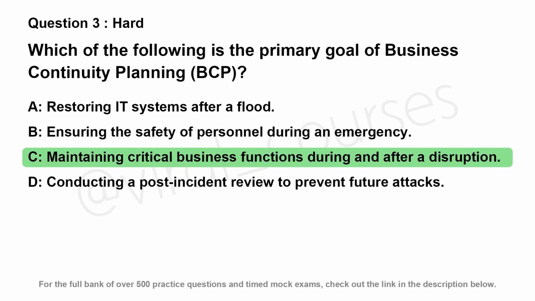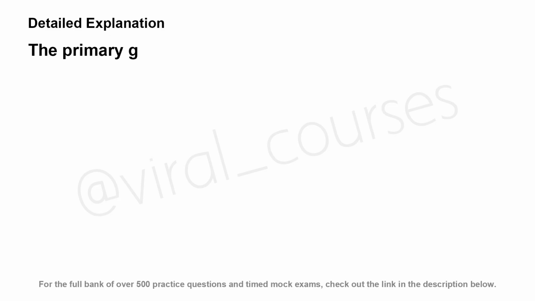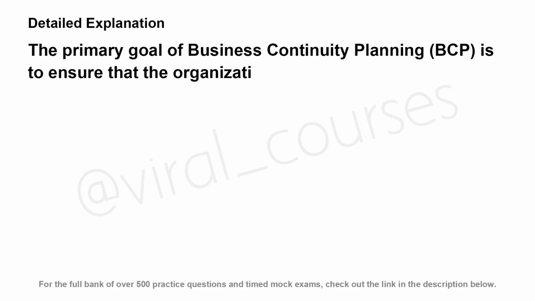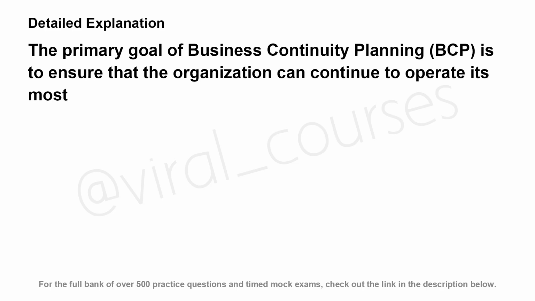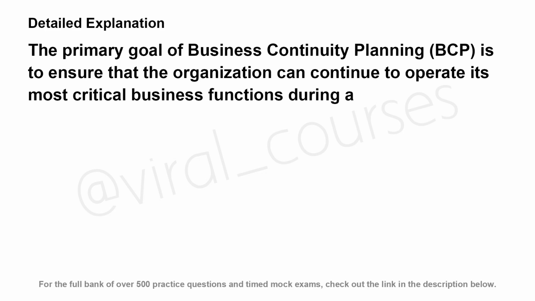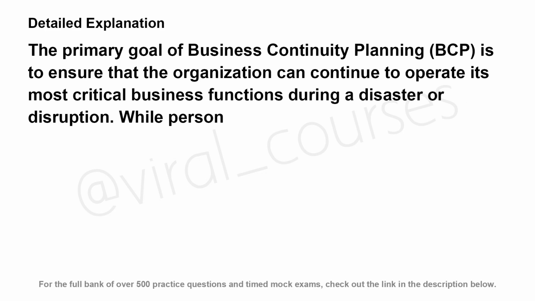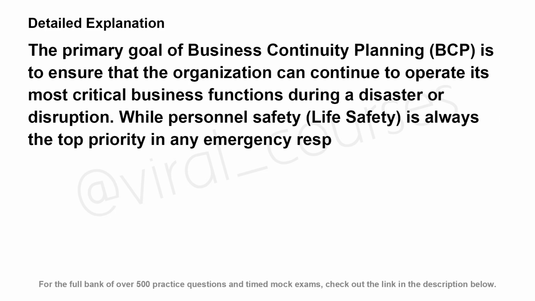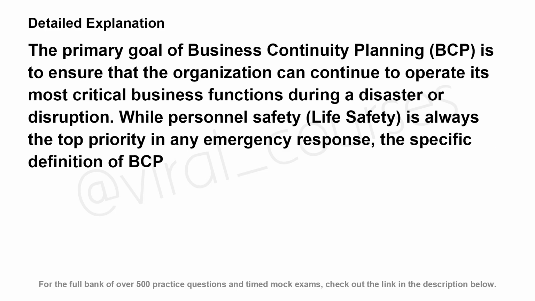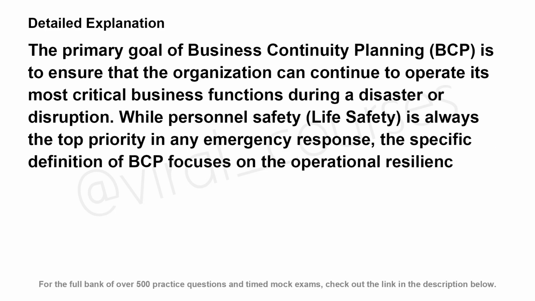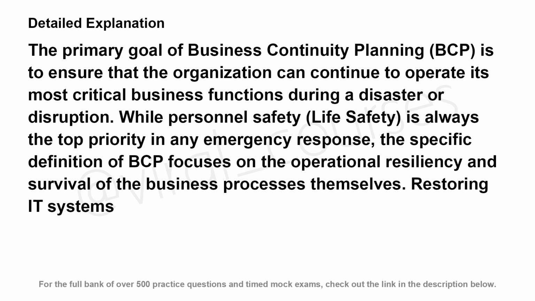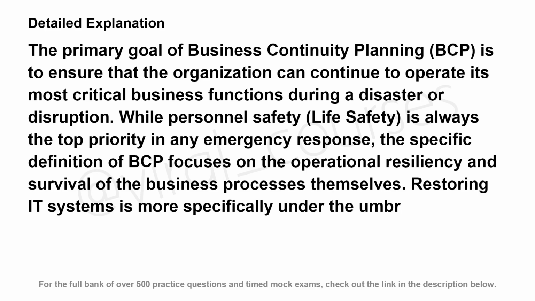The correct answer is C. The primary goal of business continuity planning, BCP, is to ensure that the organization can continue to operate its most critical business functions during a disaster or disruption. While personnel safety, life safety, is always the top priority in any emergency response, the specific definition of BCP focuses on the operational resiliency and survival of the business processes themselves. Restoring IT systems is more specifically under the umbrella of disaster recovery, DR.